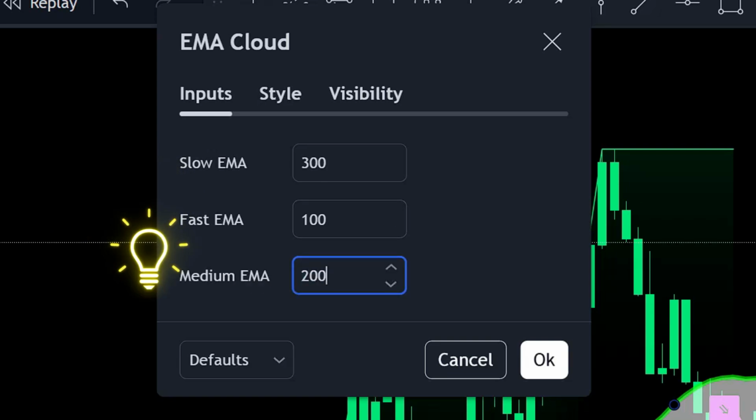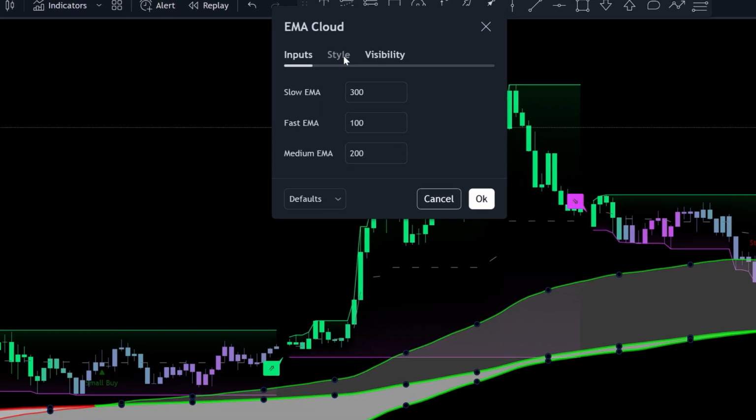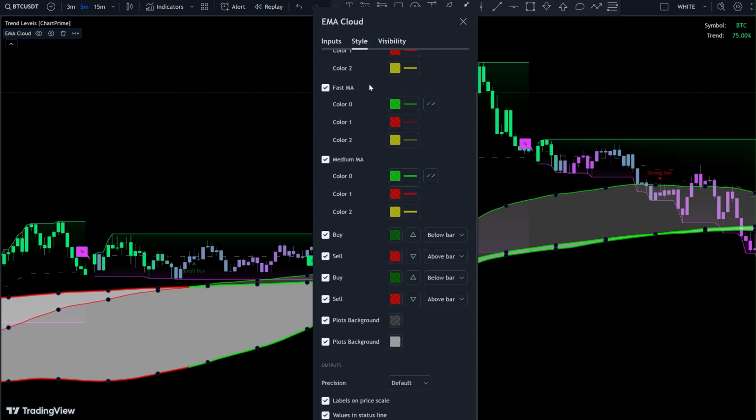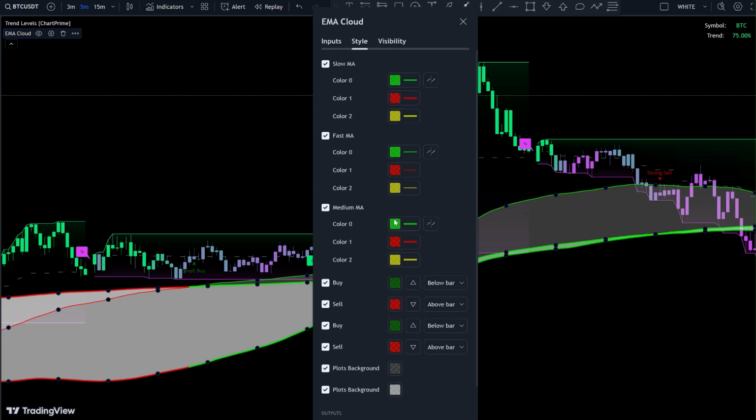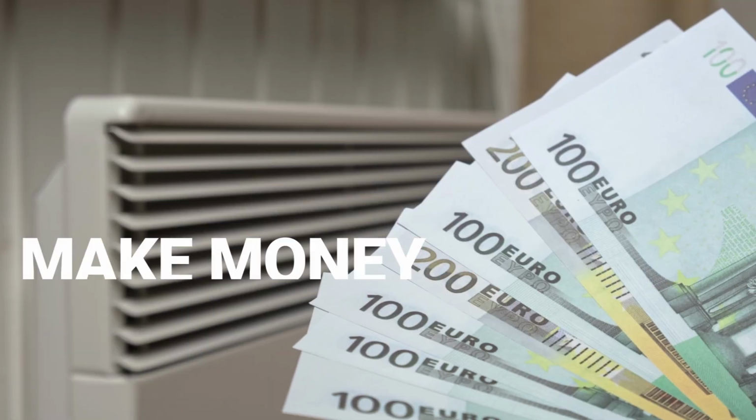These specific values help us filter out the noise and focus on the bigger picture. You can definitely play around with the cloud's color and appearance in the style section if you want to personalize it, but I usually just leave it as it is. These settings will give us a really solid understanding of the dominant trend. So let's talk about how we actually use these indicators to find trading opportunities and make money trading.